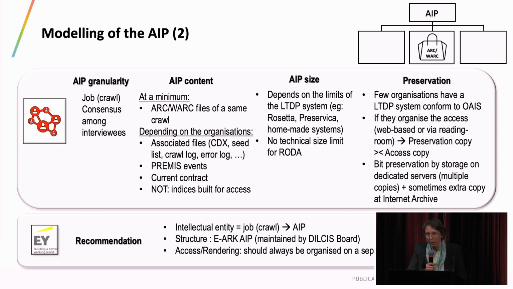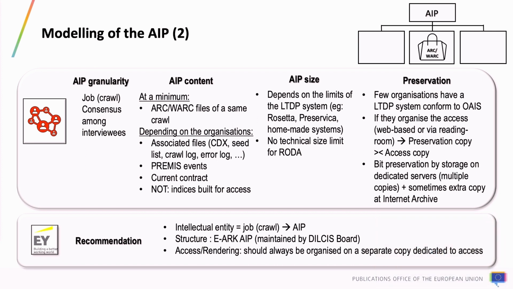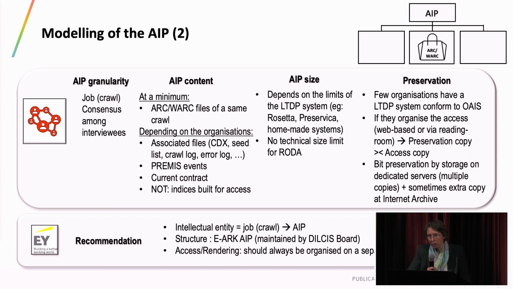The answers are interesting. Concerning the AIP granularity, there is a consensus. It should be the job, the crawl. But concerning the content, of course, at least the ARC or WARC files of the same crawl. But what should be the accompanying files? There was no consensus. Some say the associated CDX files. Some speak about the crawl logs, error logs, of course the PREMIS events, the current contract, but usually they don't put the indices that are built for the access, because they can be rebuilt.